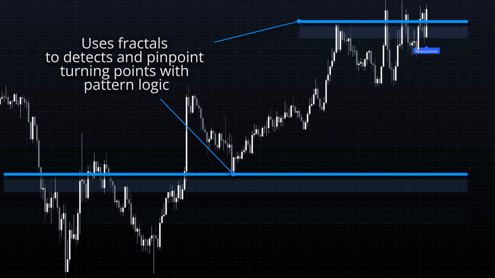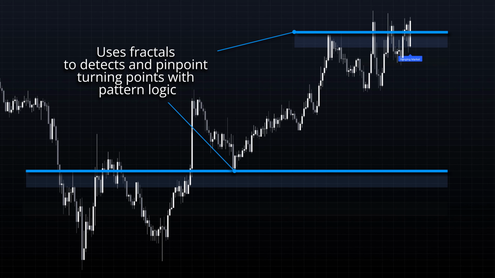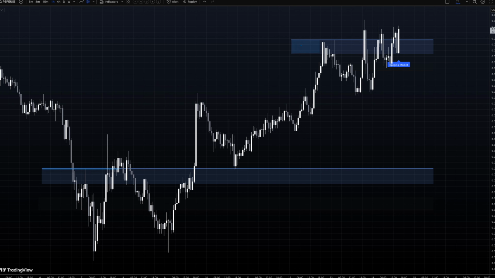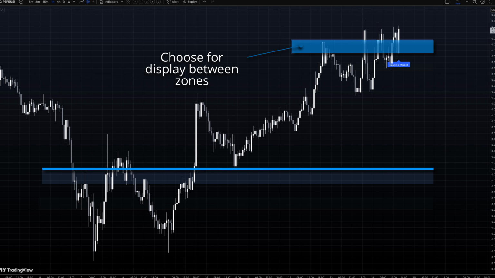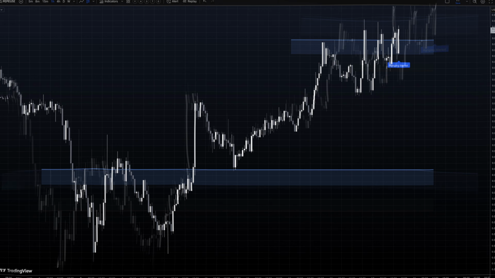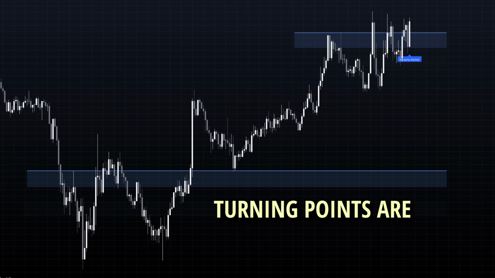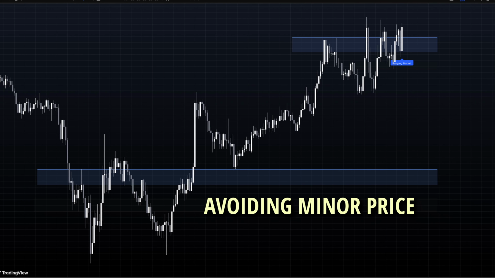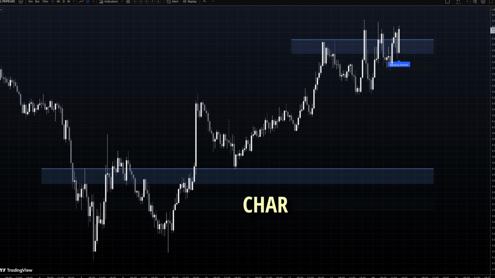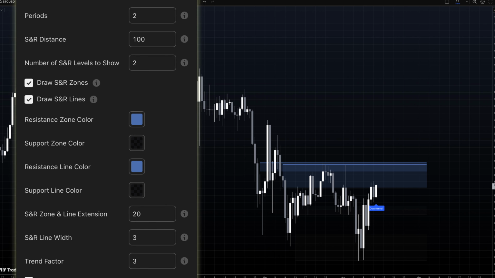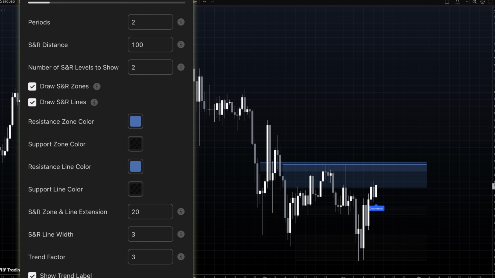The core mechanism employs fractal pattern recognition to identify areas where price has demonstrated reversal behavior. Once detected, these levels can be displayed as either zones or lines based on user preference. The indicator applies filtering conditions to ensure only significant turning points are highlighted, avoiding minor price fluctuations that could create chart clutter. What makes this indicator particularly valuable is its extensive customization options.